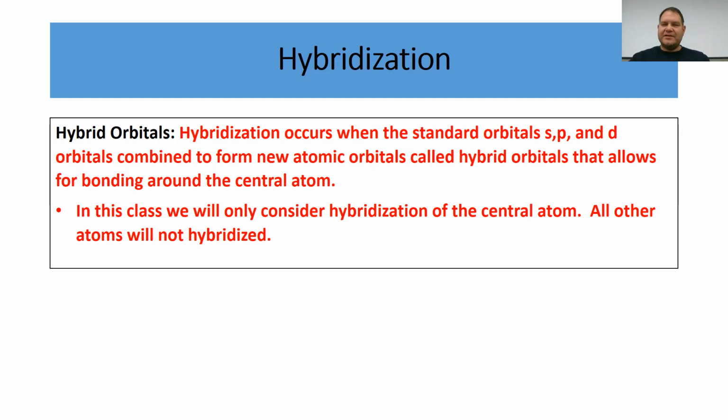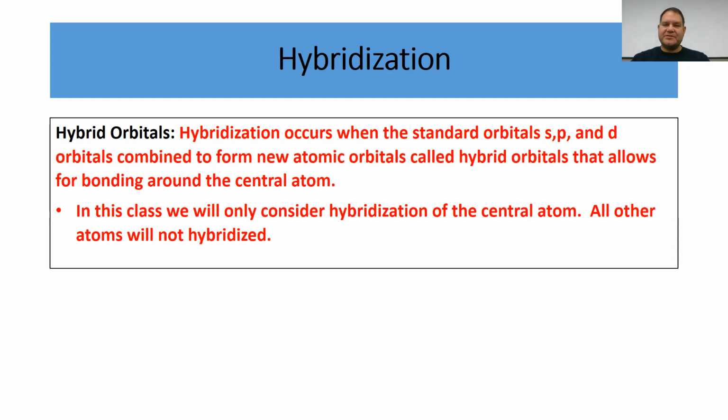Now, in this lesson, we are only going to focus on s and p orbitals hybridizing and not d orbitals. There have been some recent developments that d orbitals may not really hybridize, and so both the AP and IB exams will no longer test on d orbital hybridization. So again, all we're going to look at is an s orbital and the p orbitals combining together, mixing, creating a brand new set of orbitals that are called hybrids or hybrid orbitals.